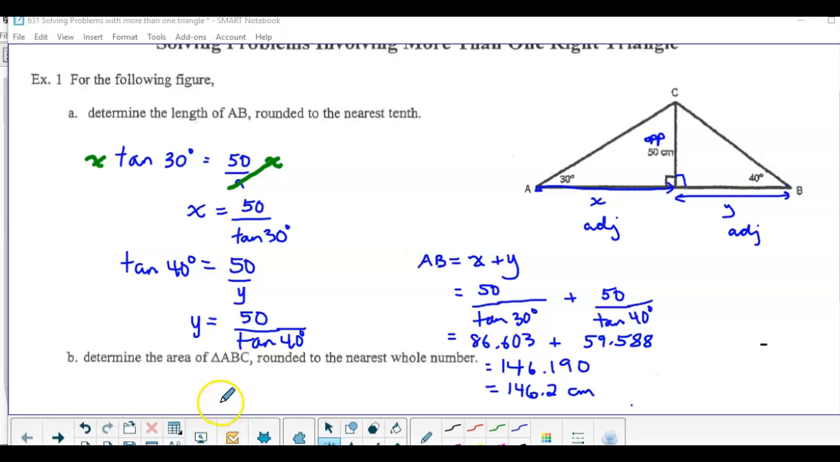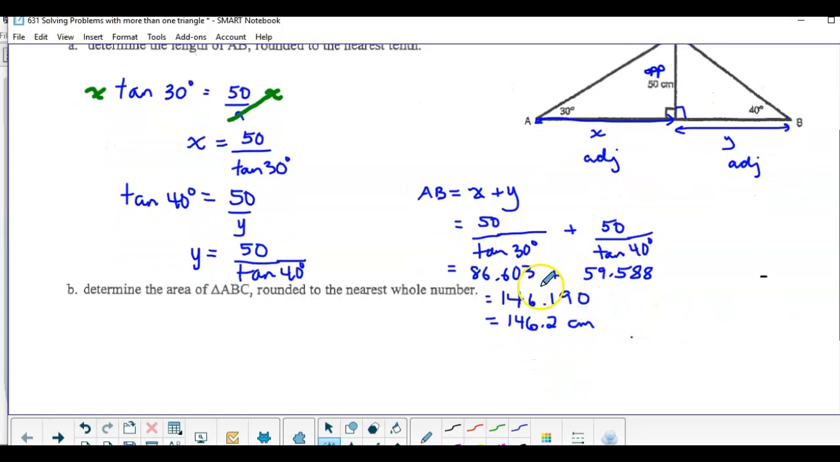Okay, part B says determine the area of triangle ABC, rounded to the nearest whole number. And so this is why I like to record the lengths, or whatever the answer is, to a few more decimal places. So I have it in case I clear my calculator, because I don't want to use the rounded part here to calculate the area. So area of a triangle, remember, is base times height divided by 2.